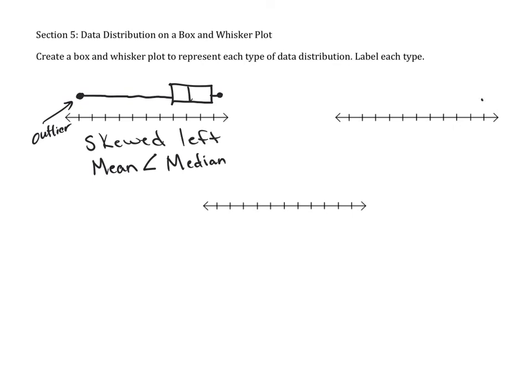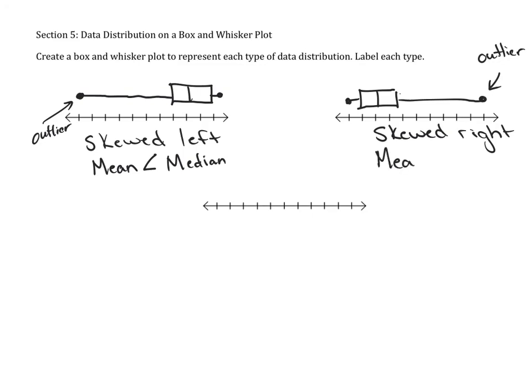Okay, now let's do a skew right. Okay, so this outlier is going to cause my data to skew right because most of my data is on the left. So it's skewing to the right, which means my mean is going to be greater than my median.